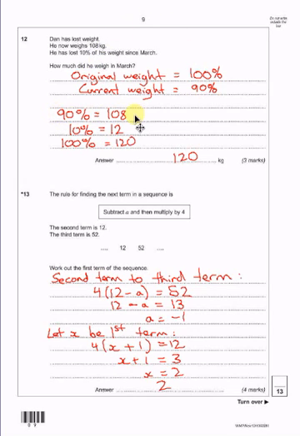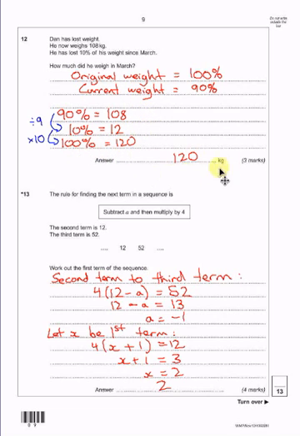So what I do is I'm going to scale down from 90 to 10, because that's easy. And after I go to 10, I go to 100, because that's also easy. And that serves the purpose of actually finding out what his original weight was. So 90% of the original is 108. So 10% of the original must be 12, which means his original weight, which is 100%, must have been 120 kilograms.